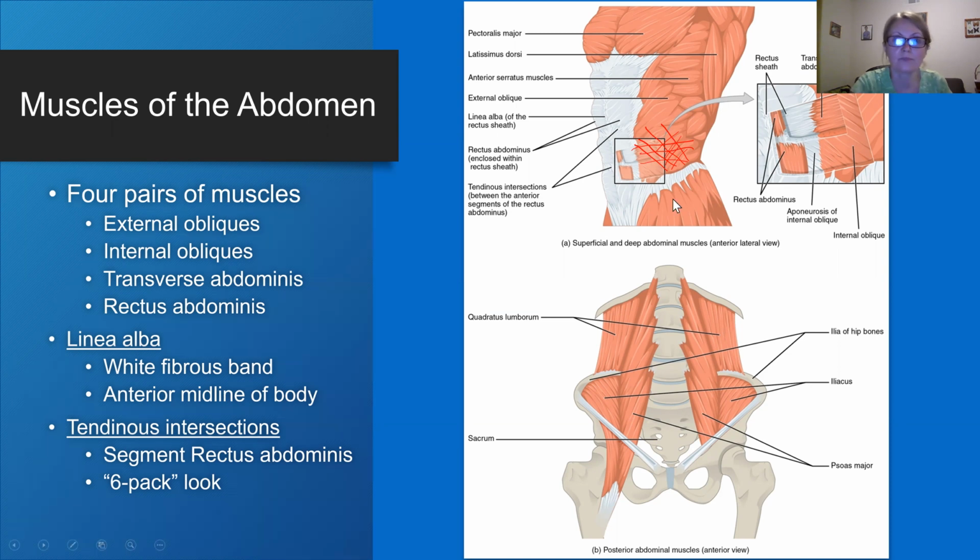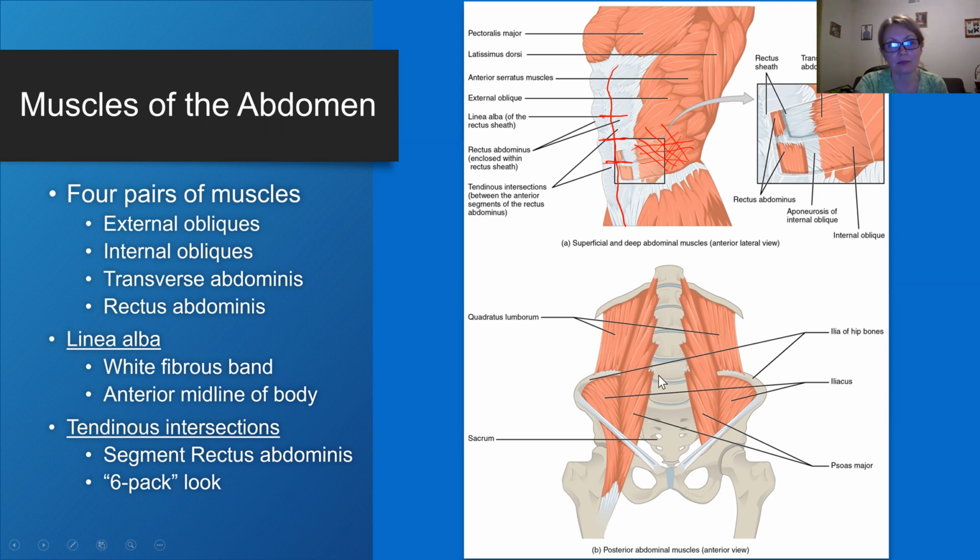Now in the middle, right here, I don't know if you can see it on my video, but this line is called linea alba. Alba means white. It's a white fibrous band. It's the anterior midline of the body. And then we have these tendons that go across, and this is called tendinous intersections. Those are segments of rectus abdominis. And this is what gives you this six-pack look if you exercise and train your rectus abdominis, right?